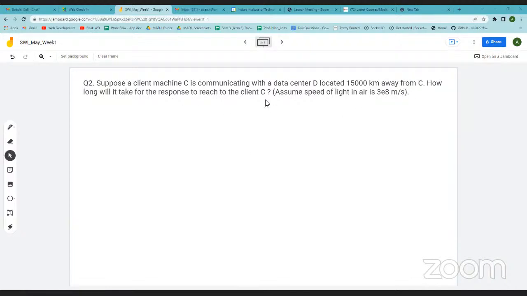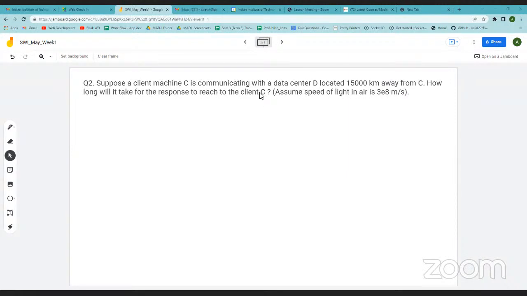So the response to reach to client. Okay. The problem here is we talk about response to be sent from server to client. In which case will we talk about response being sent from server to client? Whenever there is a request. Okay, you understood, right? The question is, how long will it take for the response to reach to the client C, right? But when will there be a response? When there will be a request, then only there can be a response, right? Now we are talking about response to reach to the client C.